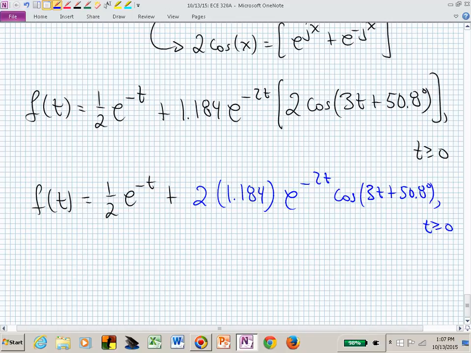How many taus do we have? 2. Which one is dominating? Which one is the slowest? E to the minus t is half as fast as e to the minus 2t. E to the minus 2t is going to exponentially damp that cosine that's fluctuating at 3 radians per second with an offset in time of 50.8 degrees, and the e to the minus t will damp out a little slower.